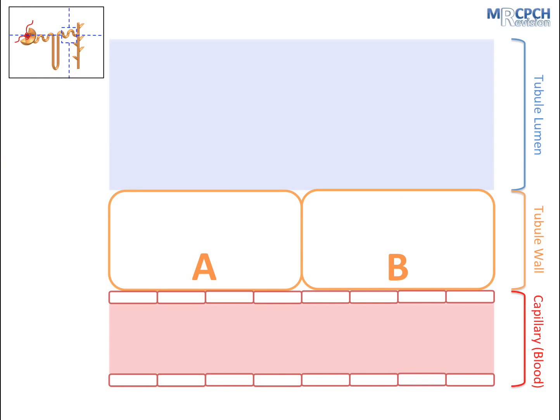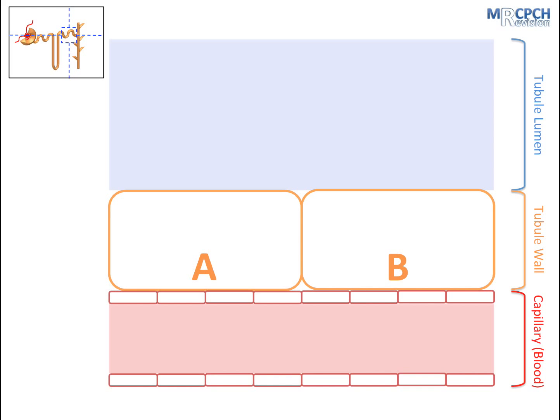So here we have two types of cell. These are called intercalated cells, and there is a type A or alpha cell and a type B or beta cell. The type A cell is responsible for secreting protons into the urine to make the urine acidic. And it also accounts for the remaining 20 to 30% of bicarbonate reabsorption.